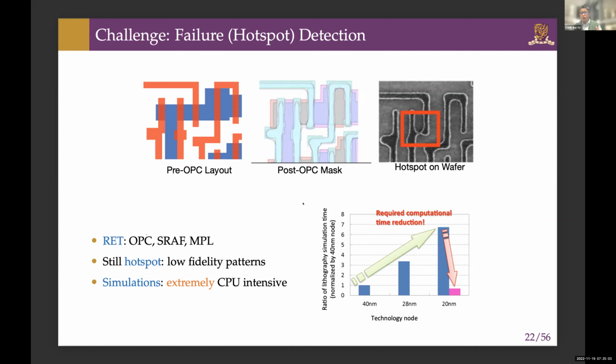Of course we can conduct very comprehensive simulation under different conditions to check the PV band and the EPE of all the patterns, to check whether we can detect some EPE variation which may lead to a hotspot. But it's very, very CPU intensive. This one is a very old picture that I got when I was a PhD student in Professor Pan's group. It's about 40 nanometer, 28 nanometer, and 20 nanometer, and we spent lots of time on the simulation. Now people are talking about 5 nanometer, and for sure the simulation will take longer.